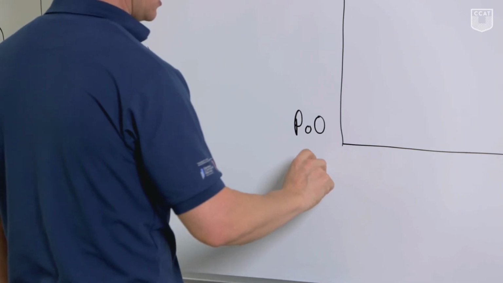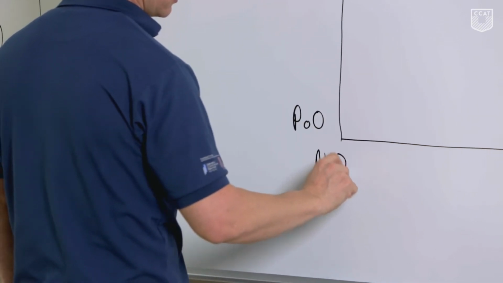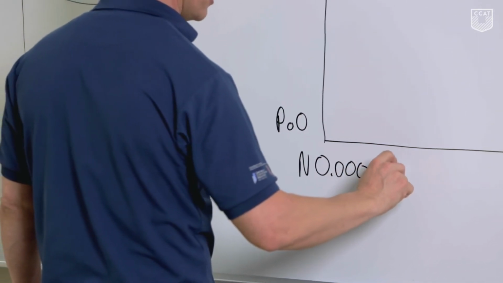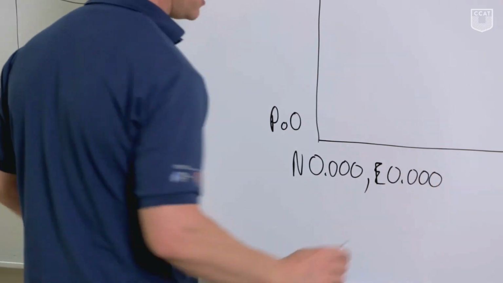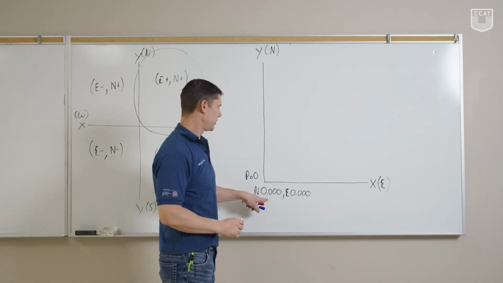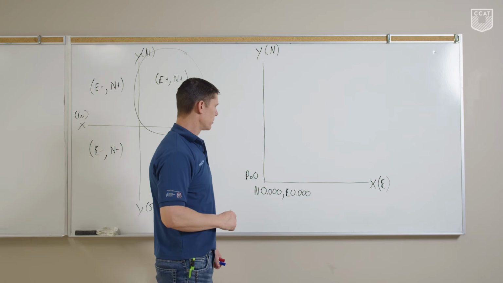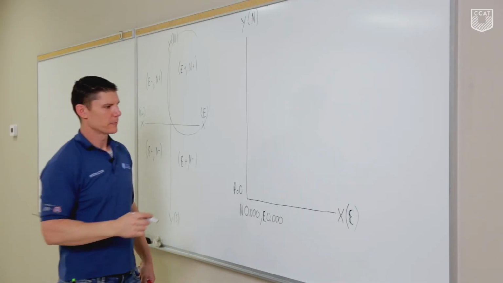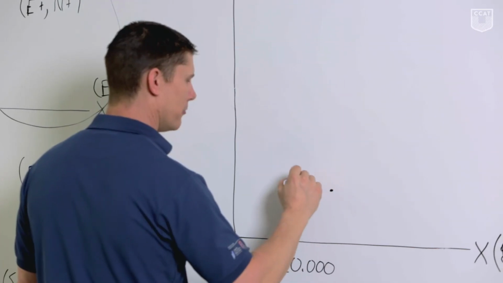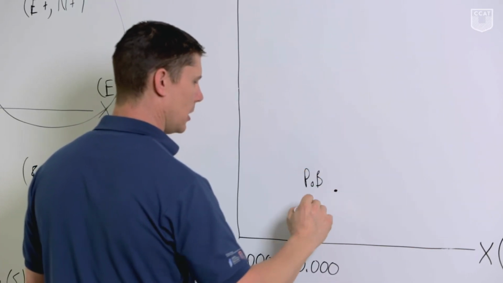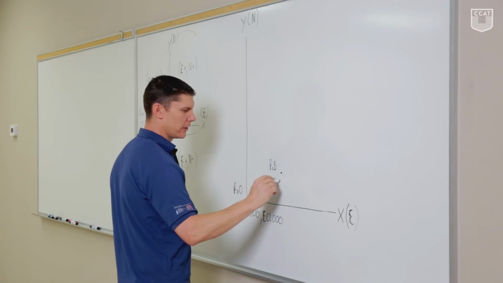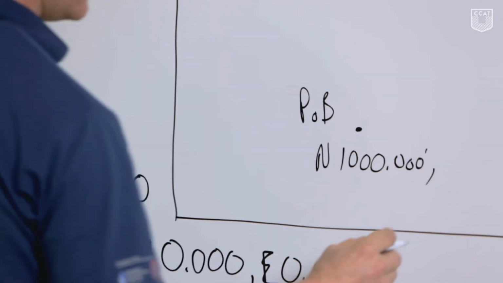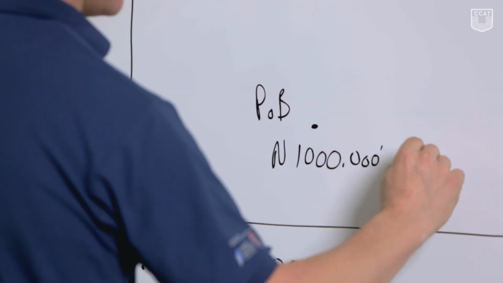Which is northing 0, and easting would be 0 also. Now these measurements could be in anything. They could be metric, they could be imperial, but for us right now we'll go with imperial. So now that we've determined our point of origin, what we're going to have here is called our point of beginning, or POB, and that will normally be a northing of 1,000. Okay, we'll go with feet for now, and an easting of 5,000 feet.